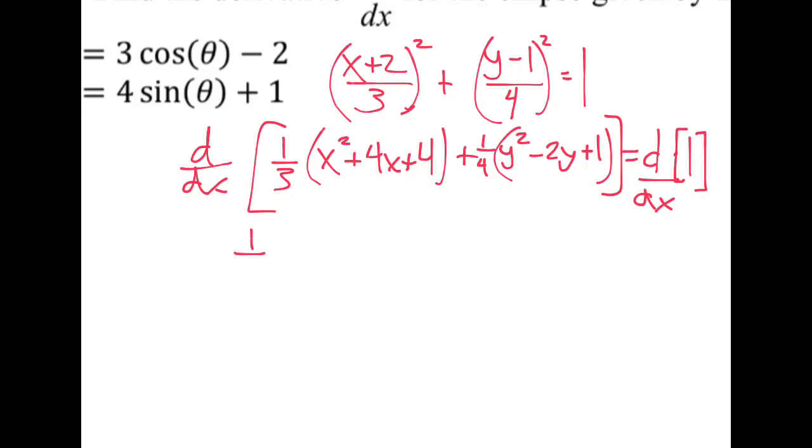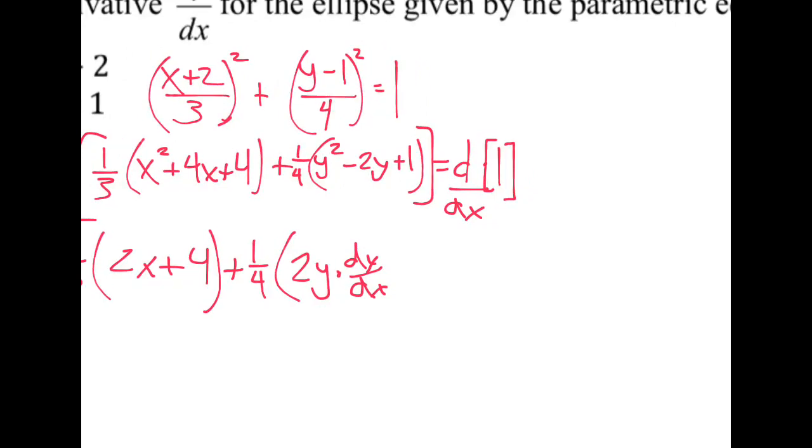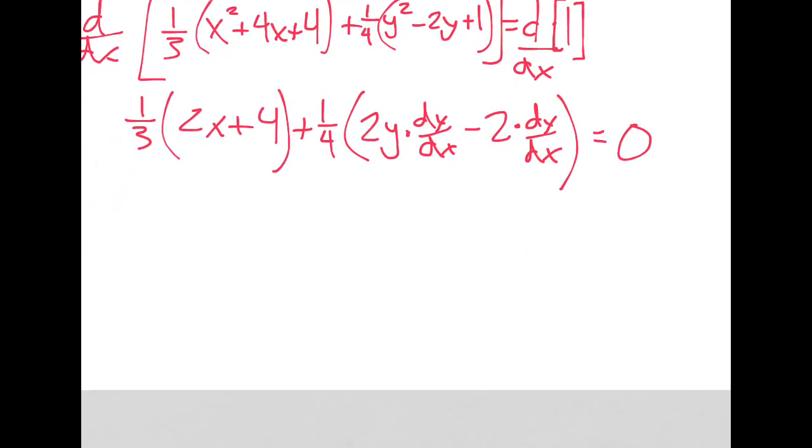The derivative of x^2 is 2x, plus the derivative of 4x is 4, and the derivative of 4 is 0. So I'm going to close that off, and add that 1/4 times the derivative of y^2, which is 2y times dy/dx. You have to remember to multiply your y terms by dy/dx. Minus 2 is the derivative of y, but again times dy/dx, and the derivative of 1 is 0, so that's done there. On the right side, the derivative of 1 is 0. We just said that.